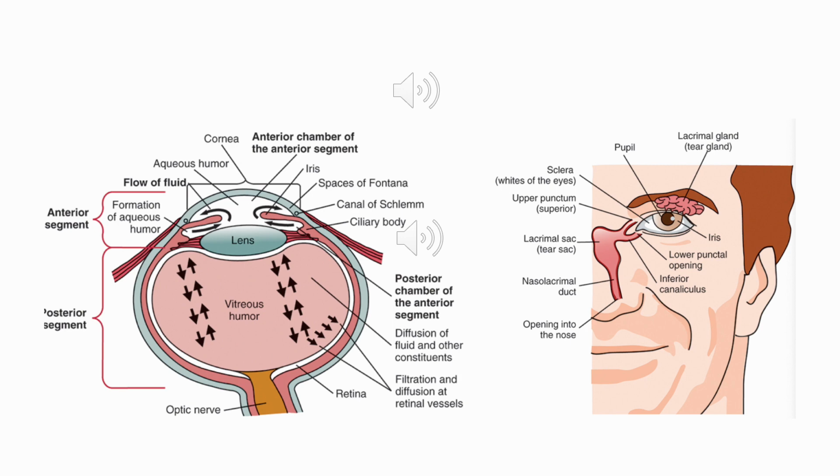The space between the cornea and the lens is filled with a watery fluid called aqueous humor. Aqueous humor is produced by the ciliary body and flows from the posterior chamber to the anterior chamber, where it drains through the trabecular meshwork and canal of Schlemm into the blood for reabsorption by the body.